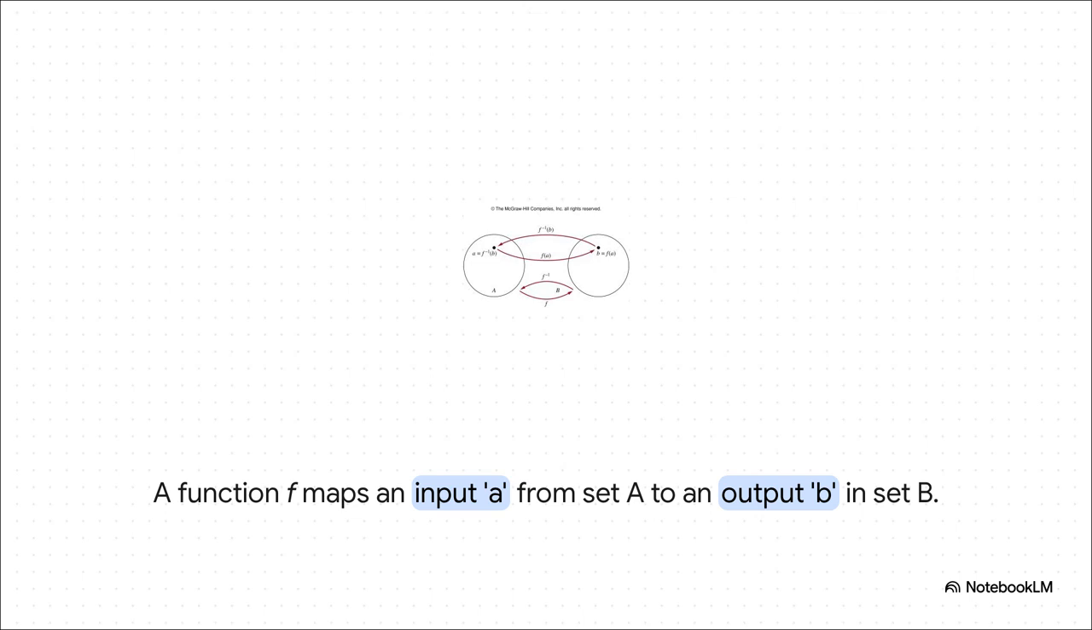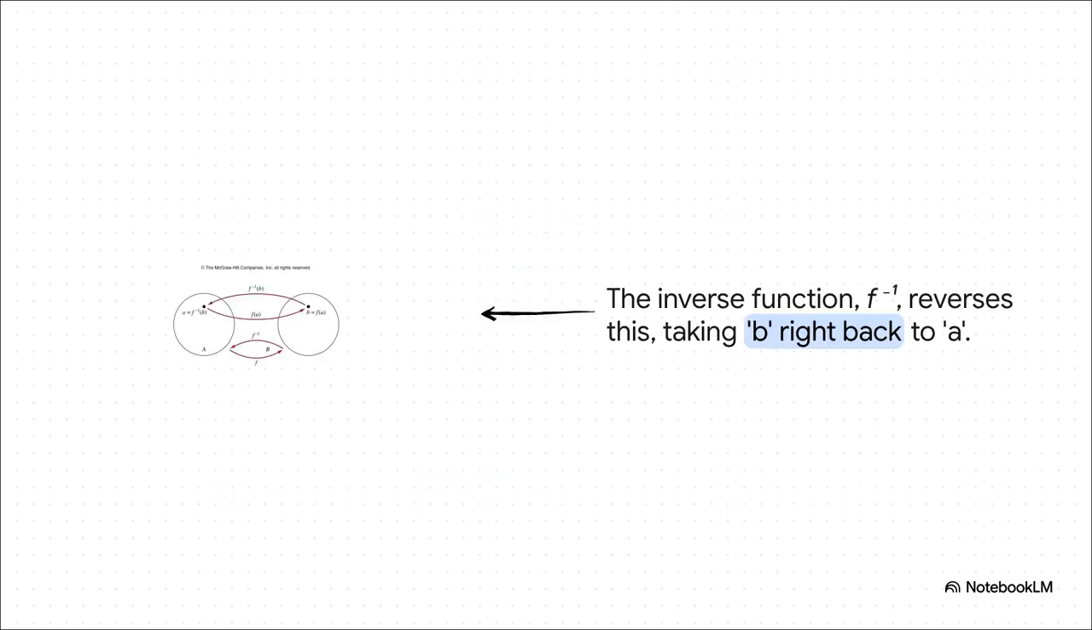A function, we'll just call it f, is kind of like a bridge. It takes a number, let's say a, from its home in set A, and carries it over to a very specific spot b, over in set B. So f of a equals b. Straightforward. And here's the cool part.